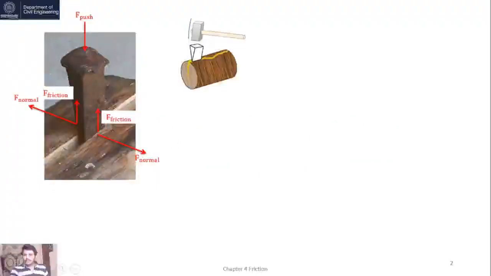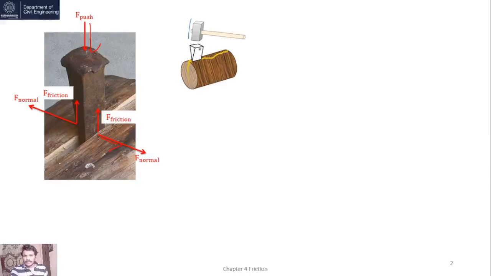See this picture. Here there is a steel wedge inserted into a wooden block to split the block in two directions. The applied force is in the downward direction, that is F push. Due to this, friction develops in the upward direction along the contact surface between the wood and the steel. Because of this downward force and the frictional resistance, the object will split into two pieces. Then there will be F normal in both directions.